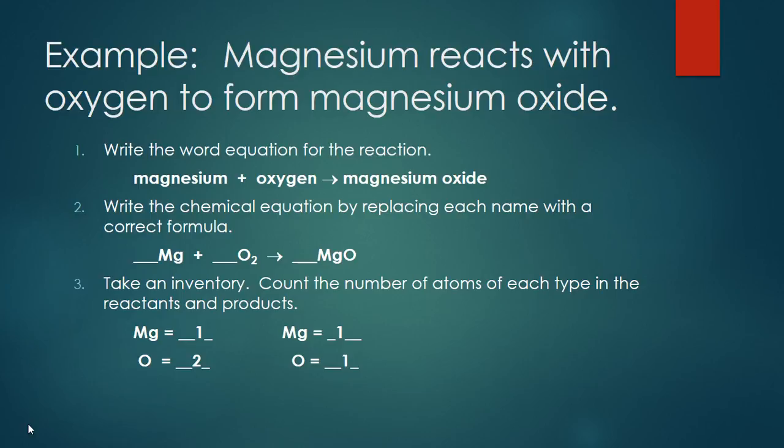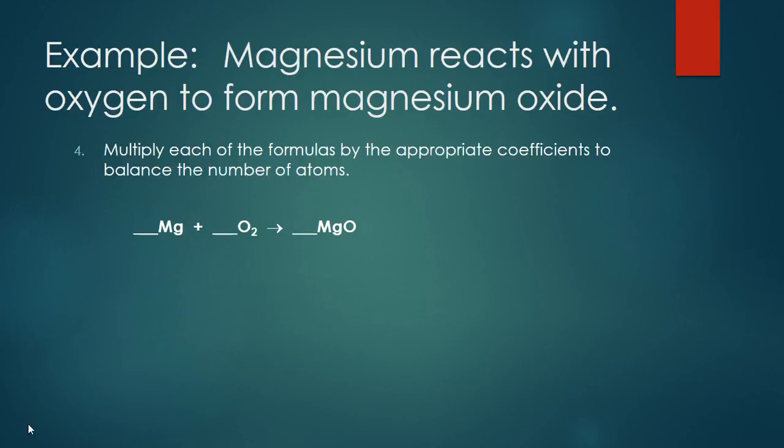How many atoms of each type are there in the reactants and the products? If I count it out, I've got 1 magnesium and 2 oxygen on my reactant side, and on my product side, I have 1 magnesium and 1 oxygen. So that is not balanced. My oxygen atoms are not equal. So I'm going to multiply each of the formulas by its appropriate coefficient to try to balance this out. What I'm going to do is put a 2 in front of magnesium oxide.